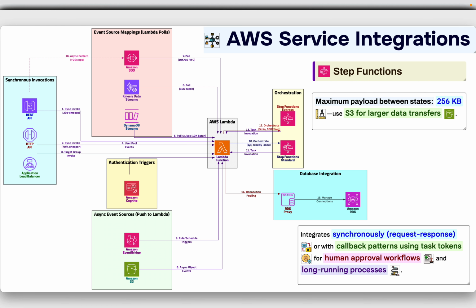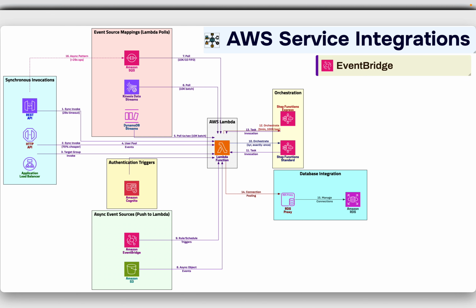Step functions integrates synchronously using request response pattern. So this is slightly different. This is synchronous pattern. So we have seen the polling, and there is a synchronous and there is an asynchronous. That are total 3, right? So this integrates using request response pattern or with callback patterns using task tokens for human approval workflows and long running processes.